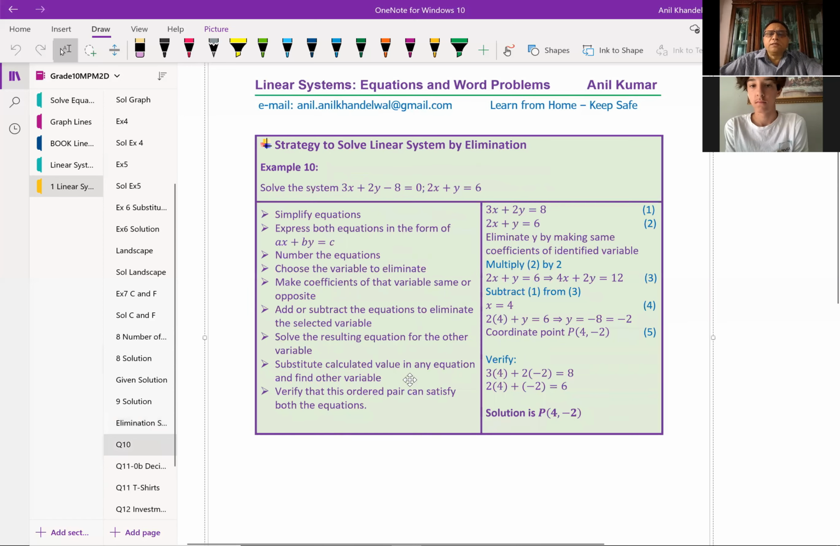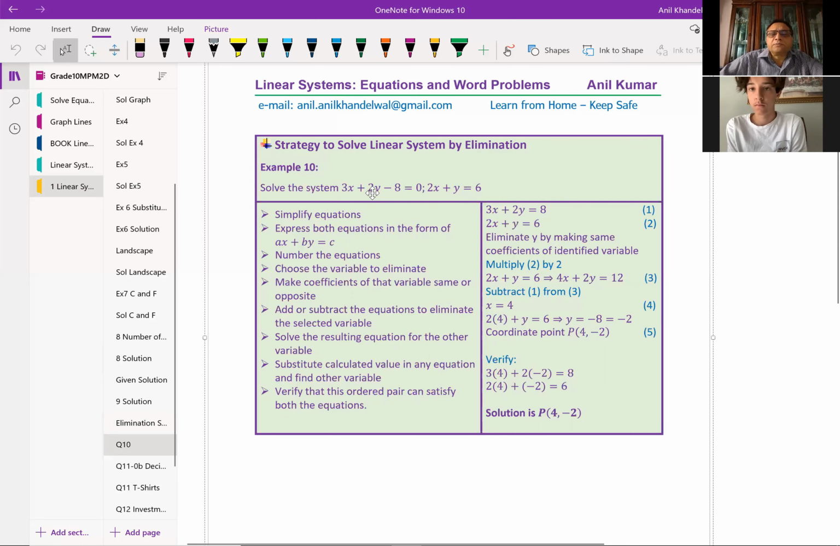So let me begin with an example here. Example 10 for us is solve the system 3x plus 2y minus 8 equals 0 and 2x plus y equals 6. Now, in this particular case, you could use the method of substitution also, right? You can isolate y. y will be minus 2x plus 6. Substitute in the first equation, 3x times 2, and then solve, right? So the options are open. You could also graph them and get your solution. No problem, right? Now, but let us see how to do the solution with elimination method.